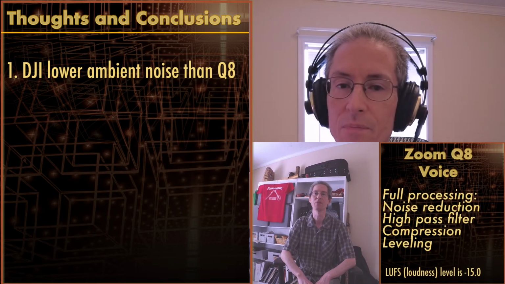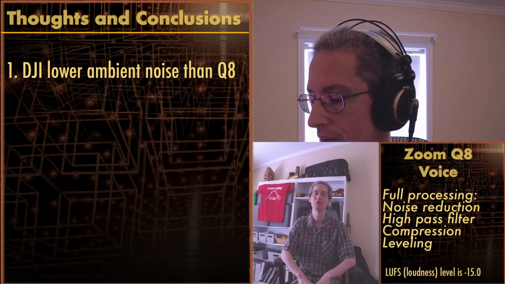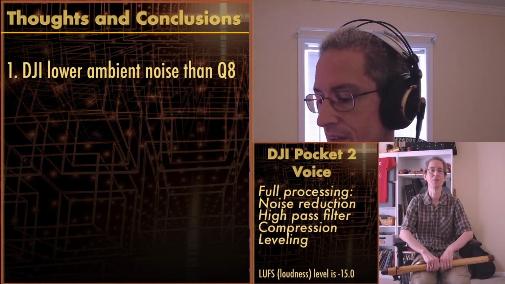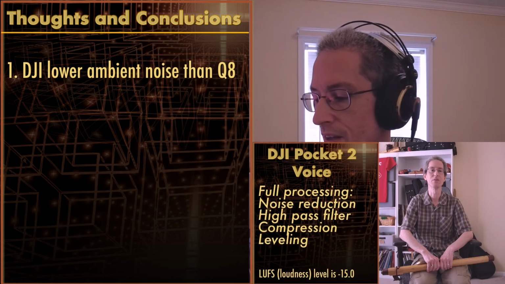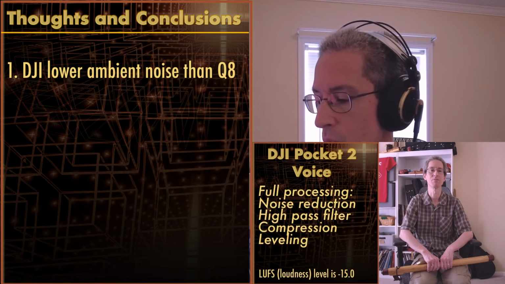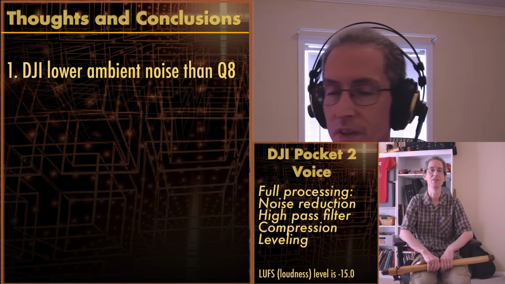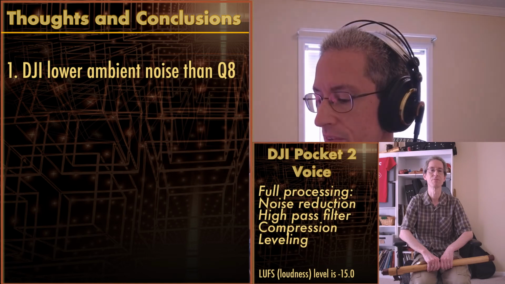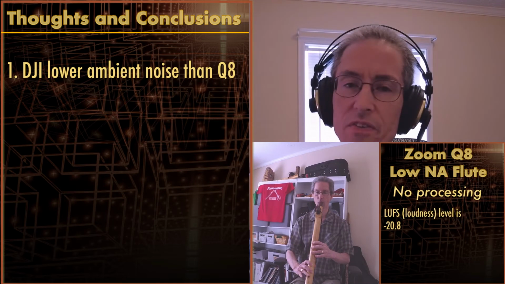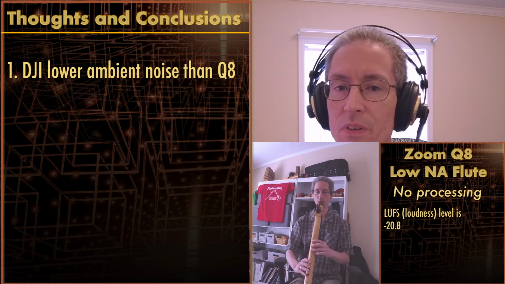Now, when I get to my processing chain, the Q8 still sounds pretty good. This is my normal processing chain with a noise reduction, high-pass filter, fairly heavy compression on the vocal, and then a little bit of leveling. Still, I think the DJI comes out cleaner just because of that lower noise level that it starts with. I was also struck how quiet both samples were just for the vocal.